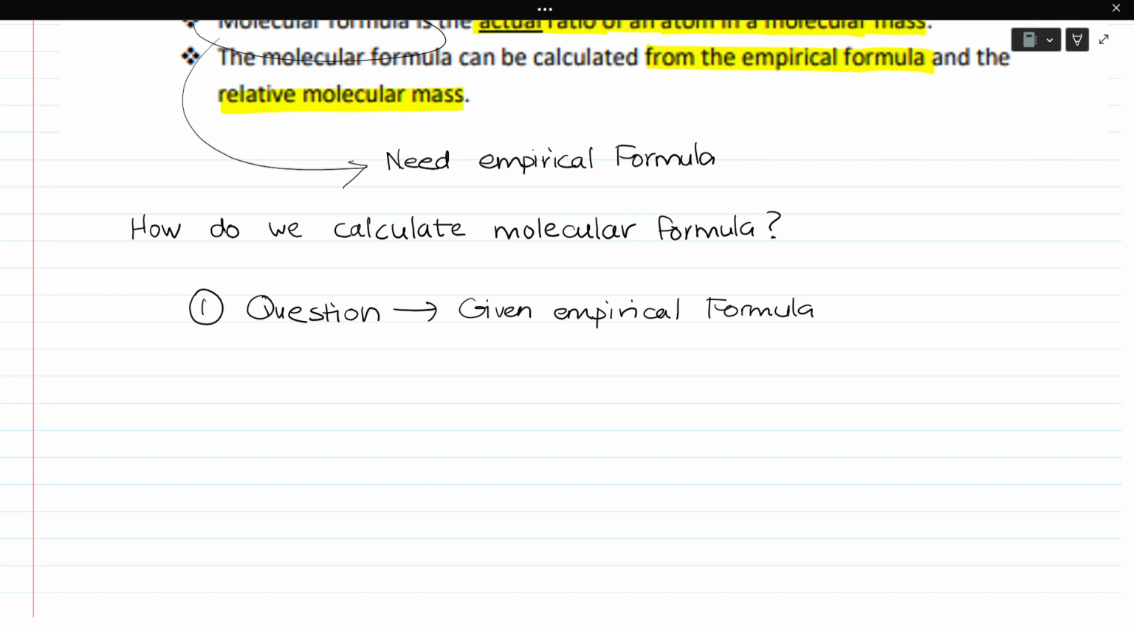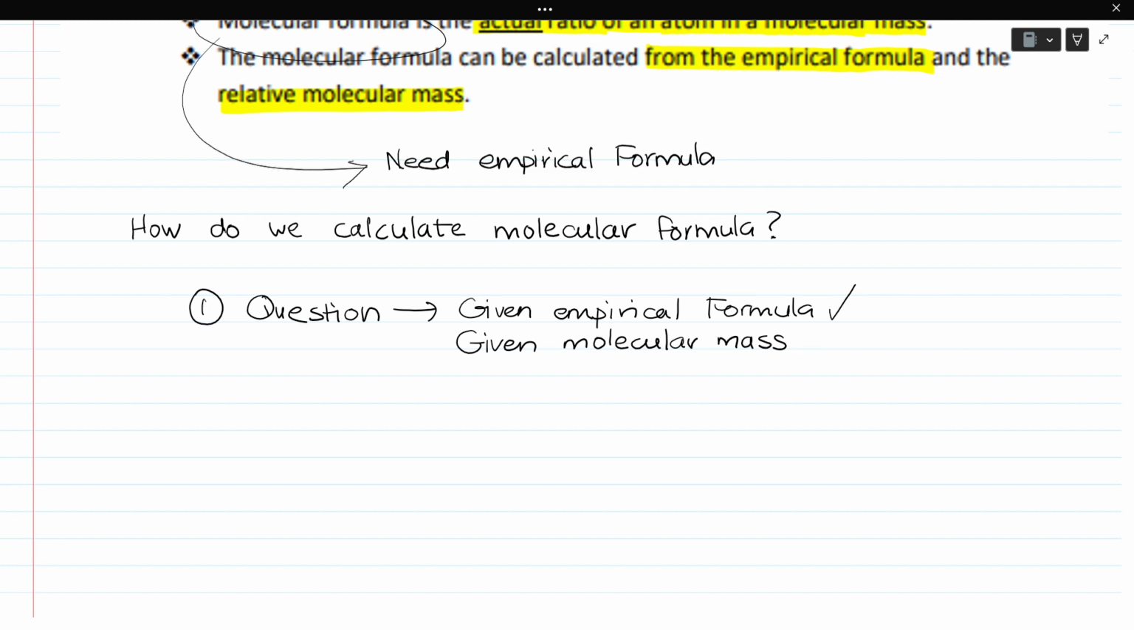If they don't give you the empirical formula, you would have to find it. So how they could test this is they'll give you a question, and question 1 will be find the empirical formula, and the next question will be find the molecular formula. Either way, you must always have the empirical formula to start off with. So once you have your empirical formula, they'll also give you the molecular mass. Okay, so we will refer to this mass as the given molecular mass later on.